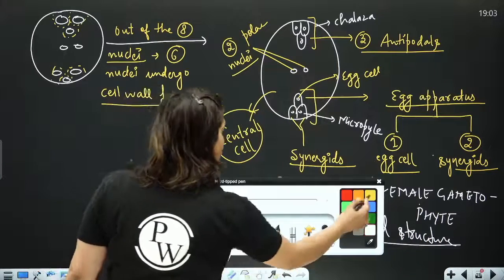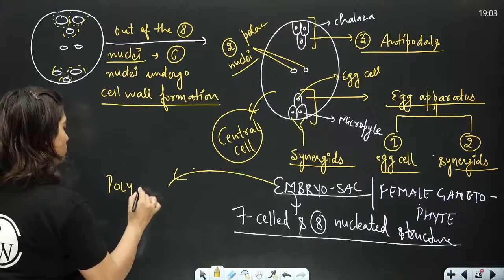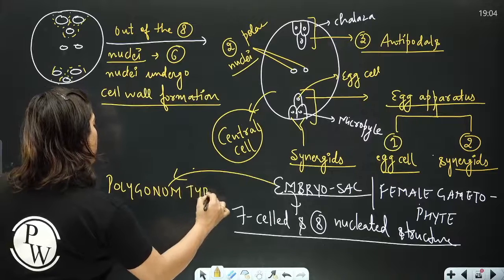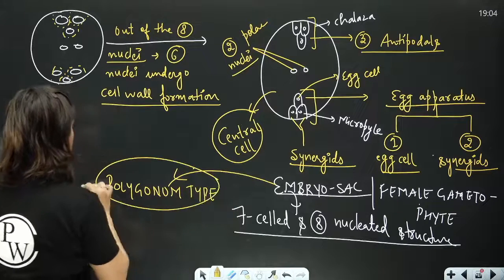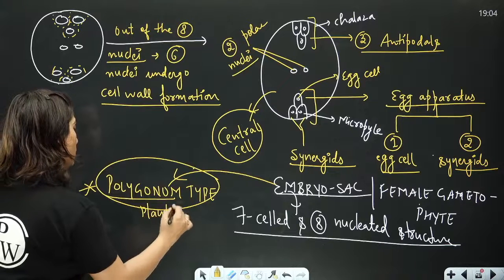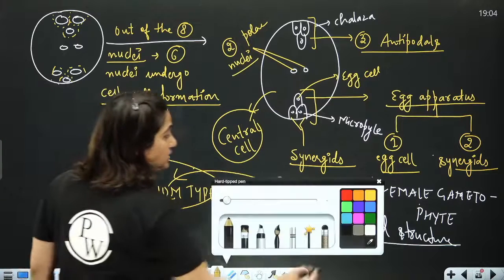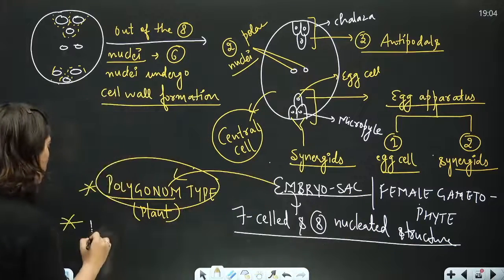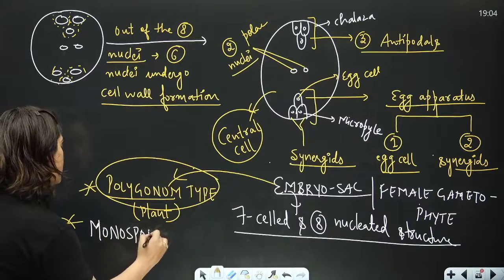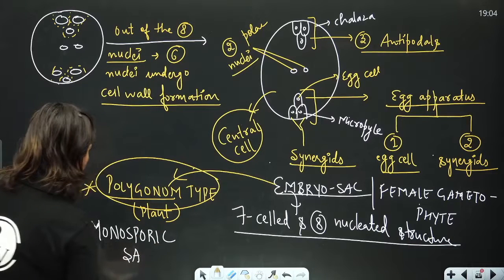And this kind of embryo sac is called the polygonum type of embryo sac. Why is it called the polygonum type? Because this kind of embryo sac was first studied in the plant Polygonum, right? And this kind of embryo sac is a monosporic embryo sac. This is very important.